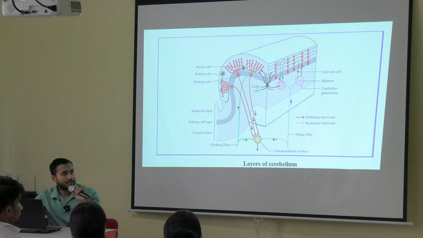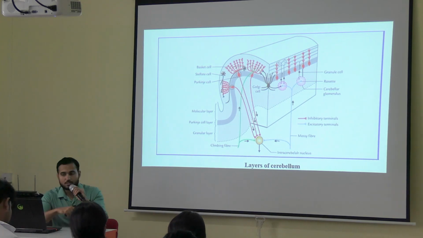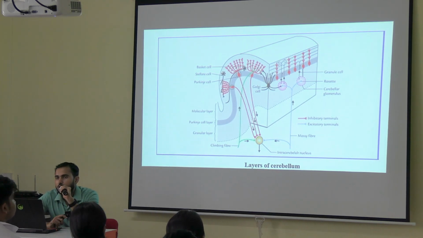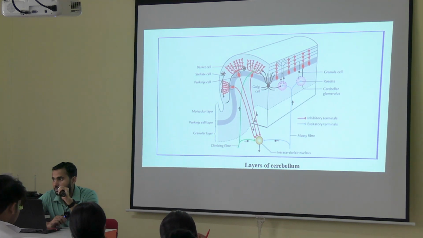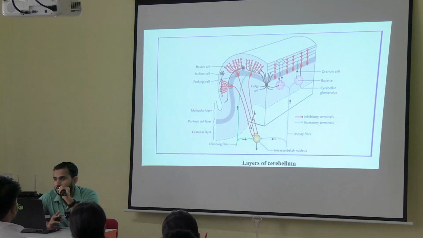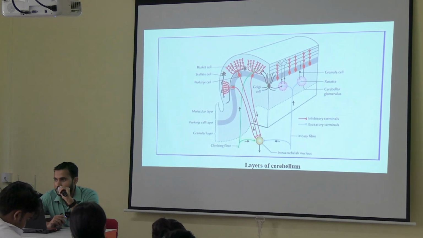Next is the granular layer. So this is the granular layer. Now, what is present in the granular layer? First of all, what will be the appearance of the granular layer? It will stain dark, because of the aggregation of granule cells.